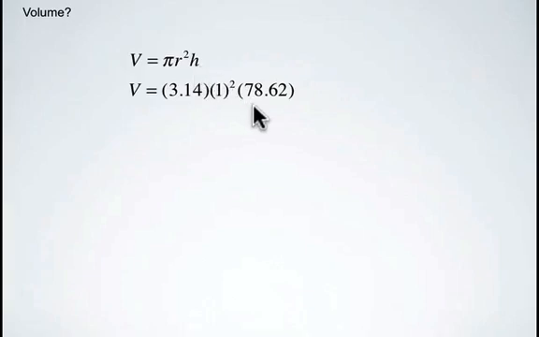So to calculate the volume, we've got the formula volume equals pi r squared h, and we'll substitute in the values that we know. We know that pi is 3.14. We're using the radius of 1 still, and we've got the height of 78.62. When you multiply all those values together, you're going to get a total volume of 246.87 centimeters cubed.